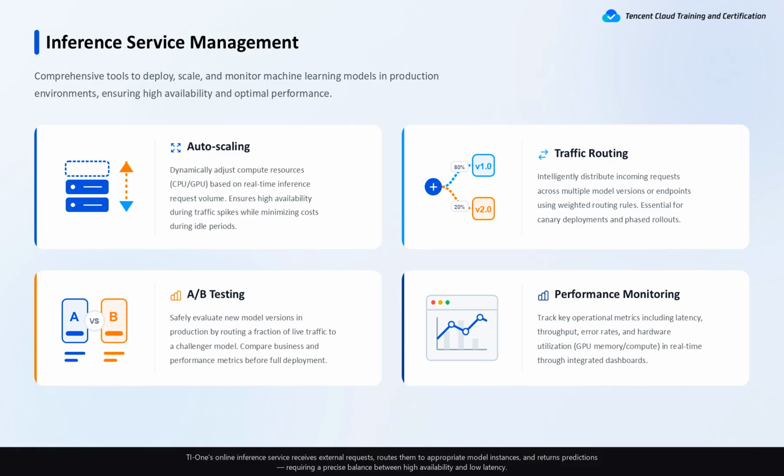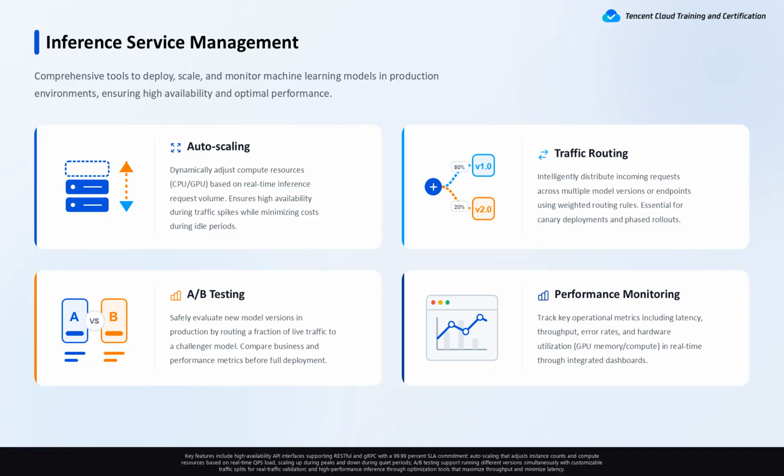TI-1's online inference service receives external requests, routes them to appropriate model instances, and returns predictions, requiring a precise balance between high availability and low latency. Key features include high availability API interfaces supporting RESTful and gRPC with a 99.99% SLA commitment, auto-scaling that adjusts instance counts and compute resources based on real-time QPS load, scaling up during peaks and down during quiet periods.